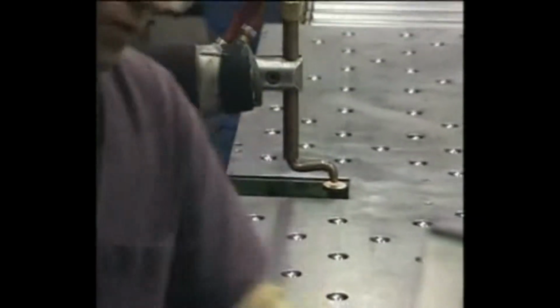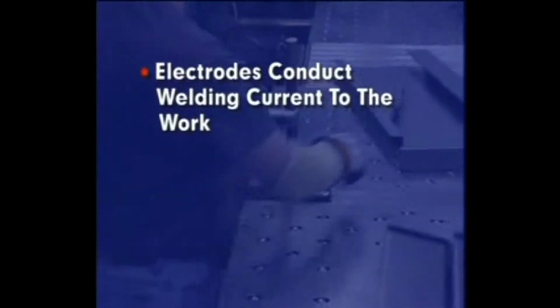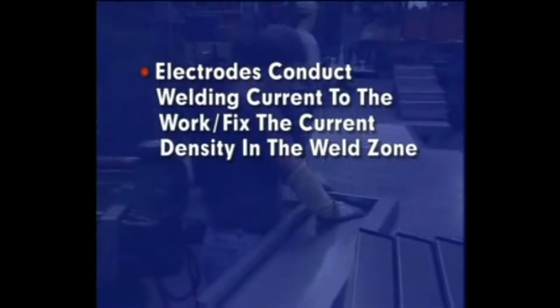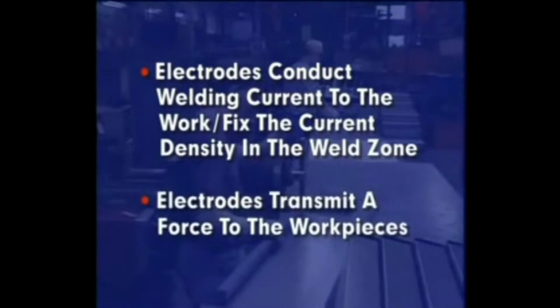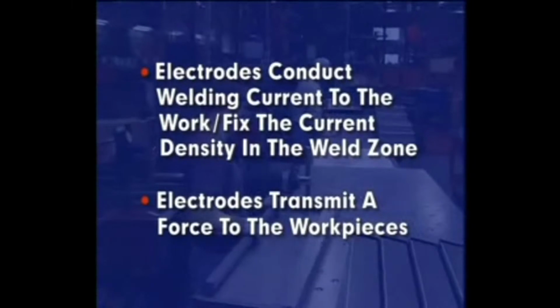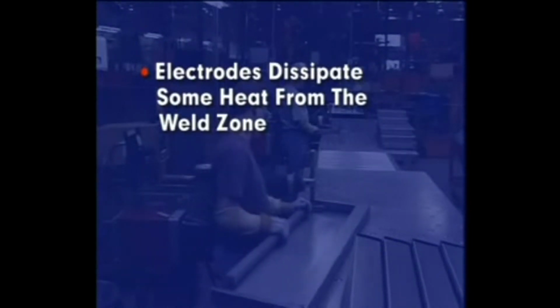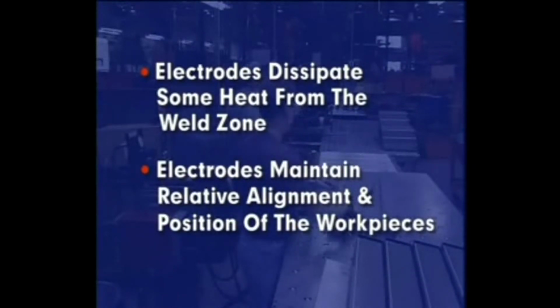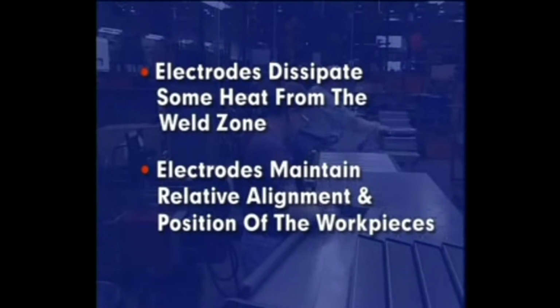Resistance welding processes use copper electrodes. These electrodes perform 4 functions. They conduct the welding current to the work, and in some cases, fix the current density in the weld zone. They transmit a force to the workpieces. They dissipate some heat from the weld zone. And they maintain relative alignment and position of the workpieces in some resistance welding operations.